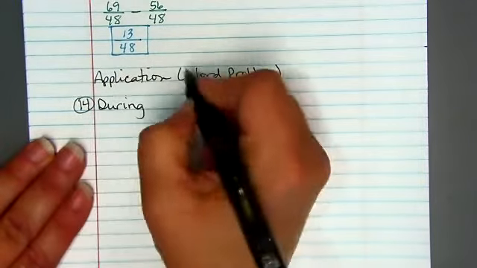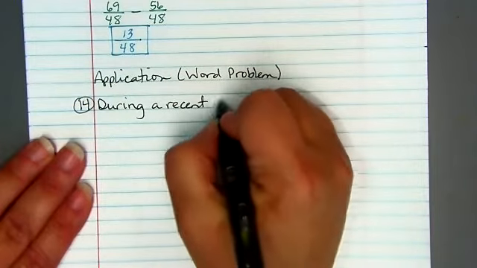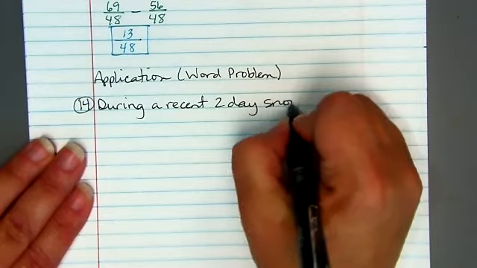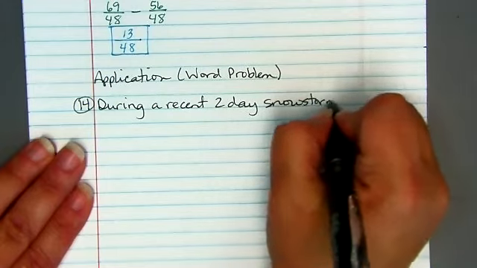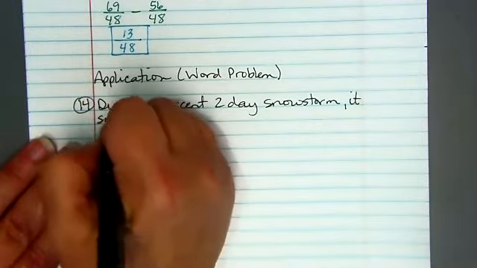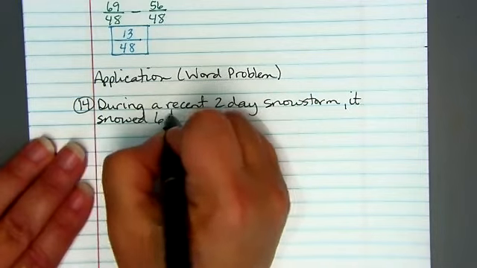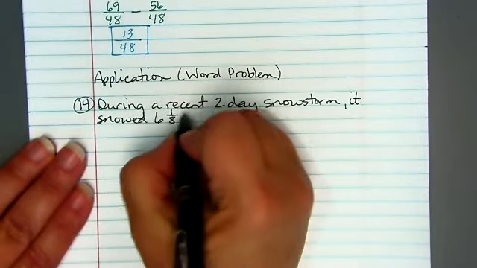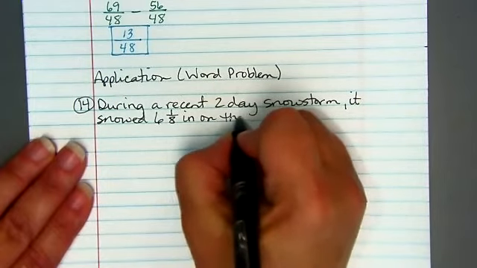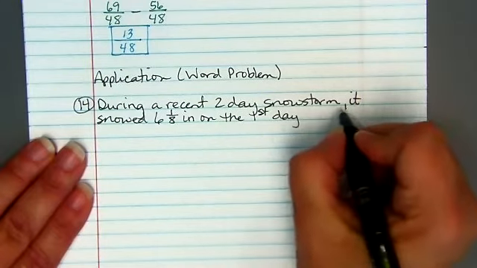During a recent 2-day snowstorm, it snowed 6 1/8 inches on the first day.